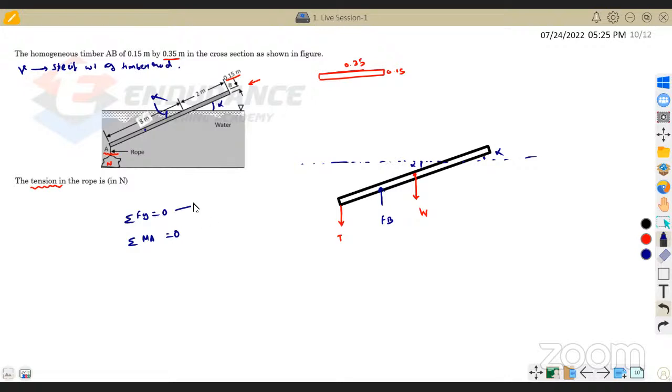So first, if I take this equation, that is summation of Fy is equal to 0, what are all the forces which are acting down?